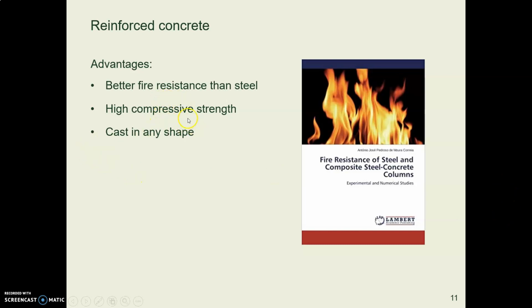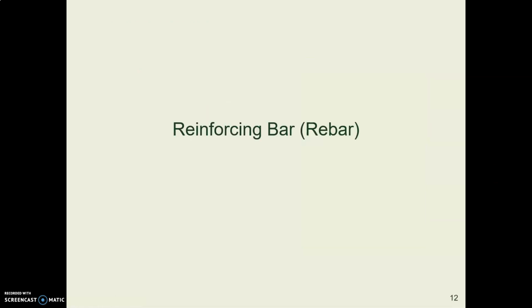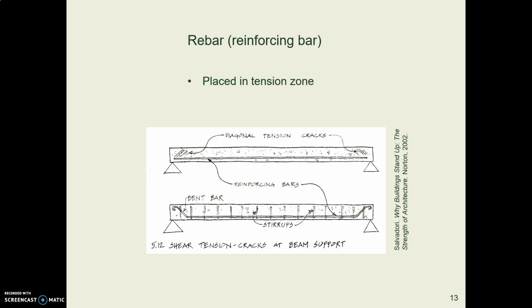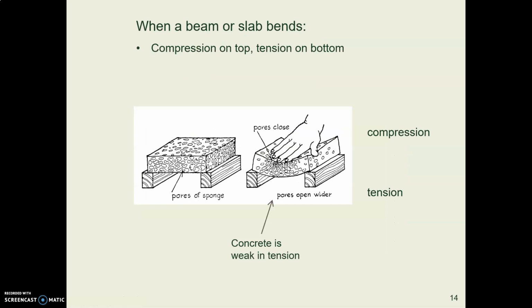It's very strong in compression, and another cool thing about it is once you build the formwork, you could make it any shape. So let's look at that reinforcing. It's a reinforcing bar, and we call it rebar for short. And we put it in the place in the concrete that we think is going to be pulled on, that's going to feel tension. In a beam, that will be in the bottom of a beam.